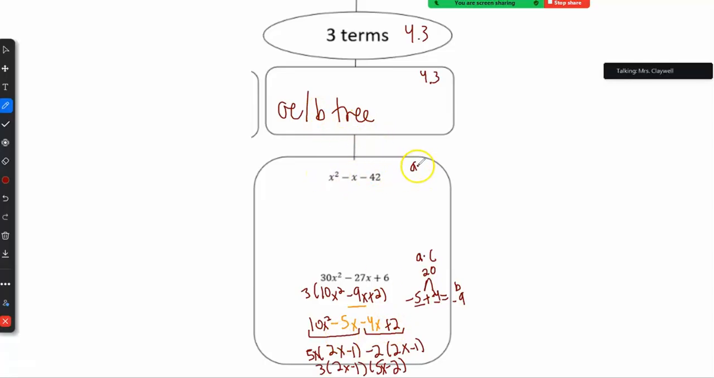Same idea here, I don't see a GCF, a times c is -42, but adds to my b of -1, so I have -7 and 6. Sorry, I made a mistake here, right? My b here is a -1, so I have -7 and 6. I can use shortcut when a is equal to 1.